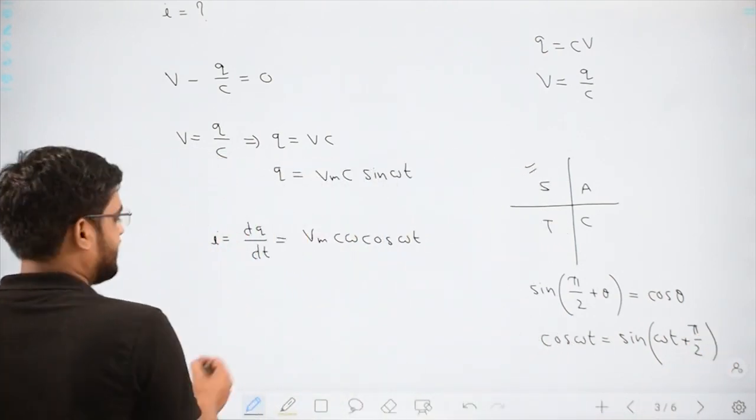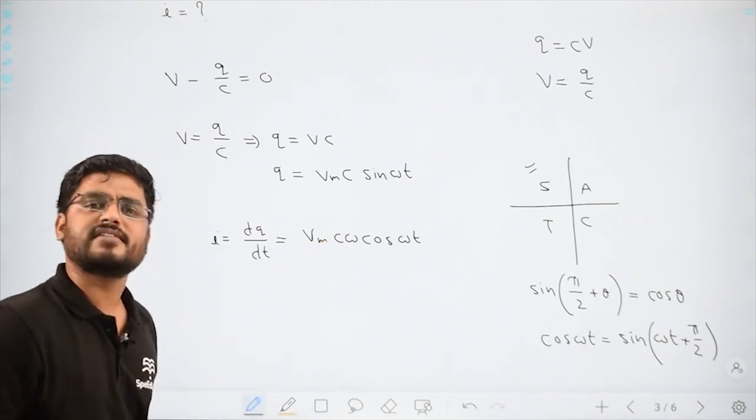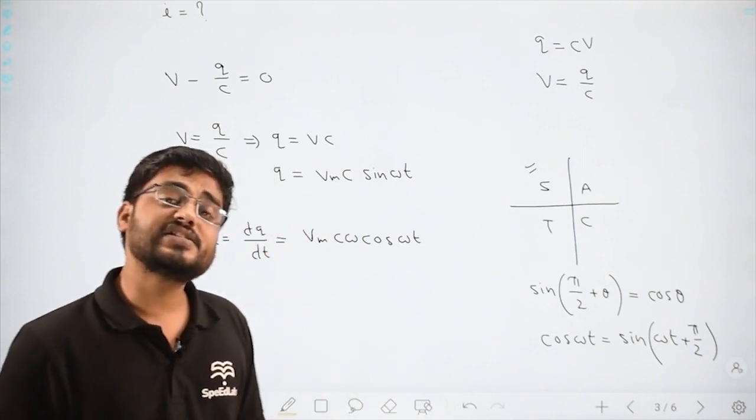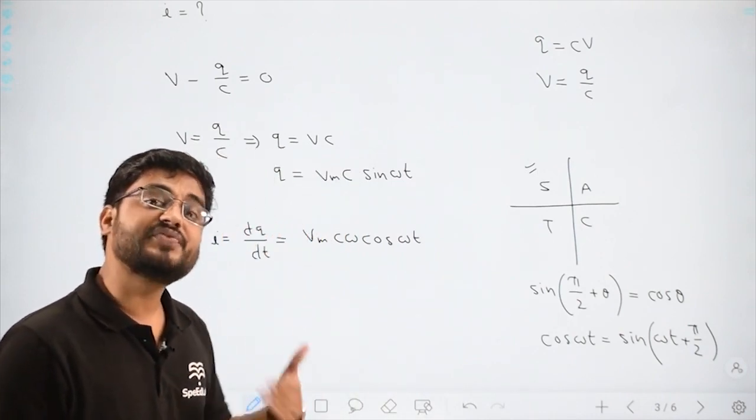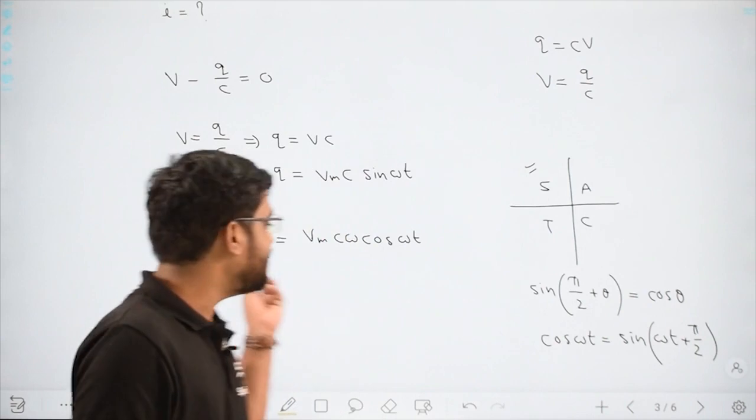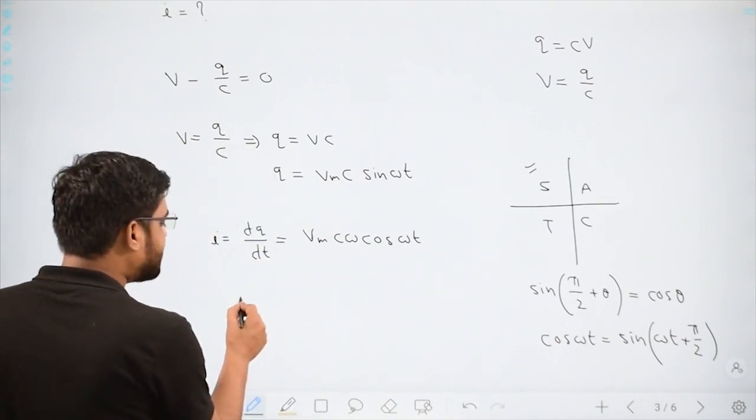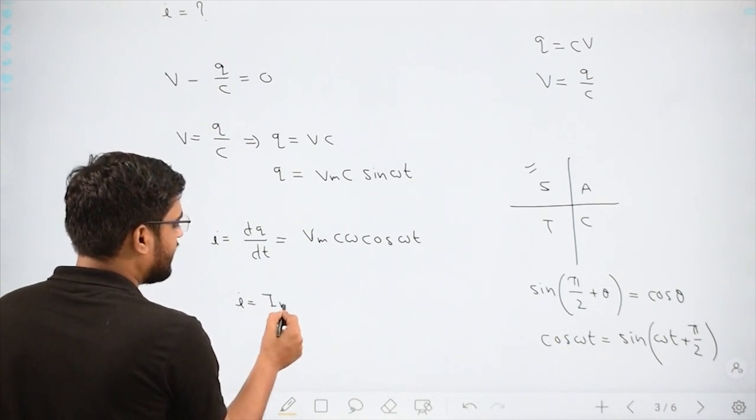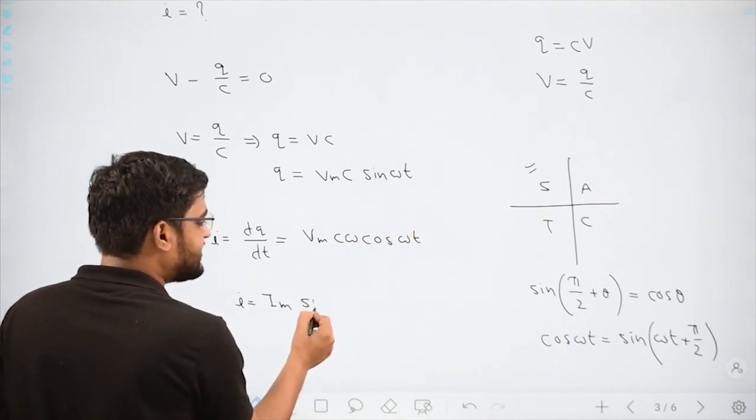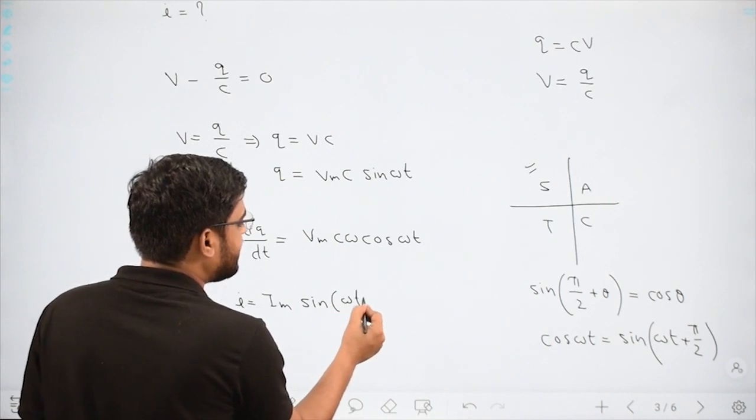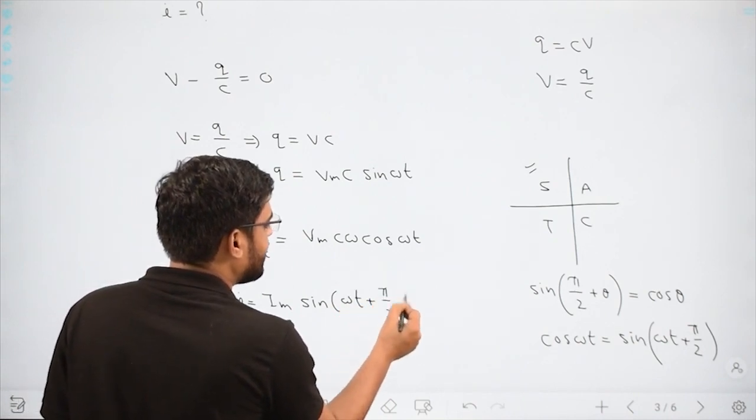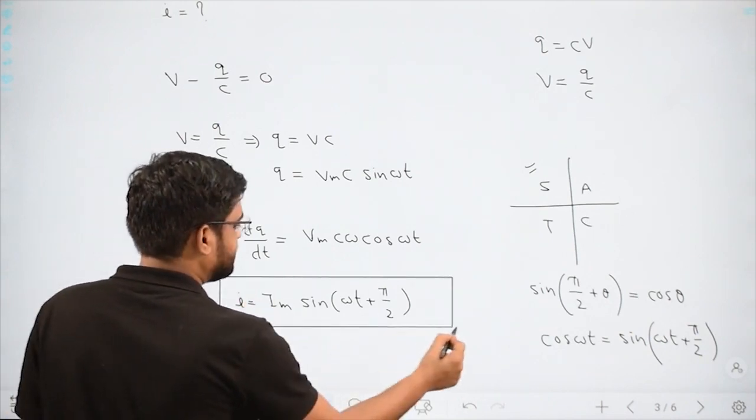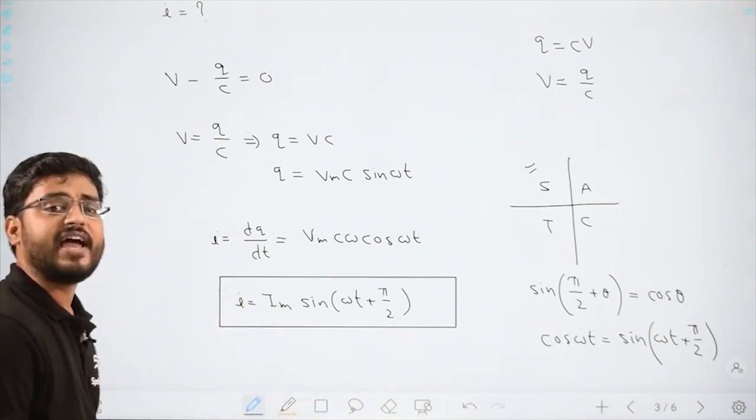Now just replace, and this thing should be Vm by something. Remember, first case resistance, it was Vm by R. Second case, in case of inductor, it was Vm by XL. Right? Now it should be Vm by something. So I am purposefully saying that this entire thing is my Im, and cos omega t is nothing but sine omega t plus pi by 2. So this is my expression for the current.